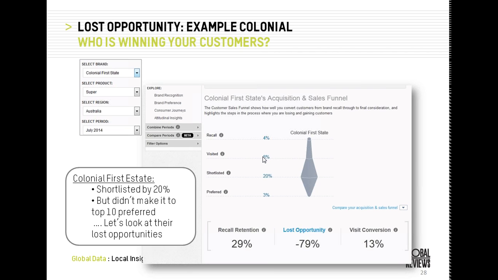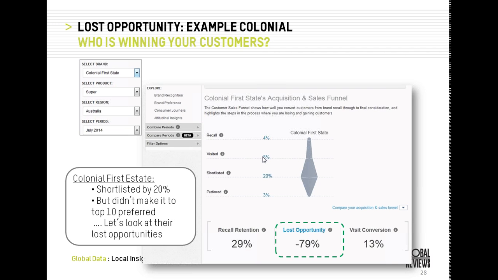Again, this is out of our data portal where we can filter by the brand that we're looking at. What we're going to look at is a lost opportunity report. Here it suggests that Colonial had a lost opportunity of 79%. These are the people who actually shortlisted them but didn't prefer them in the end. They've lost nearly 80% of those people.